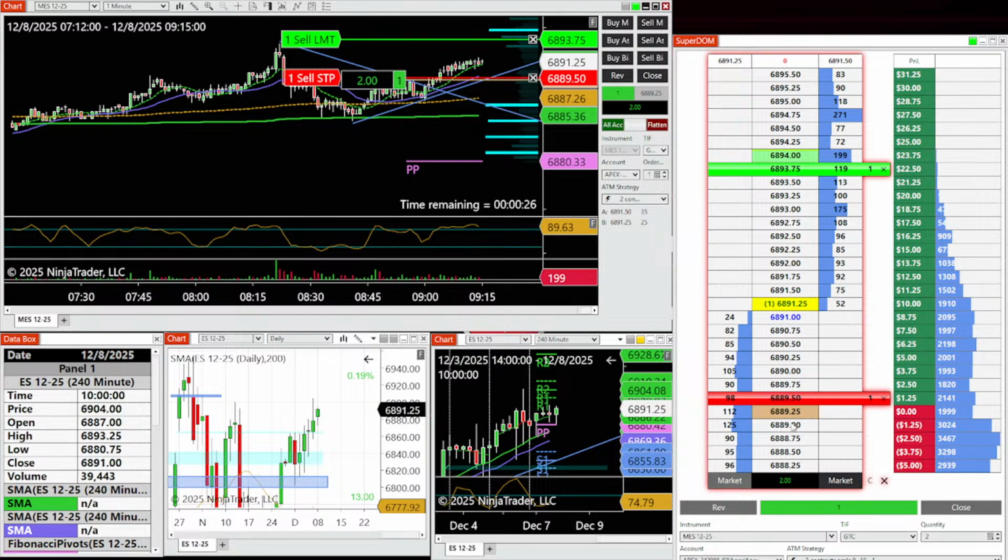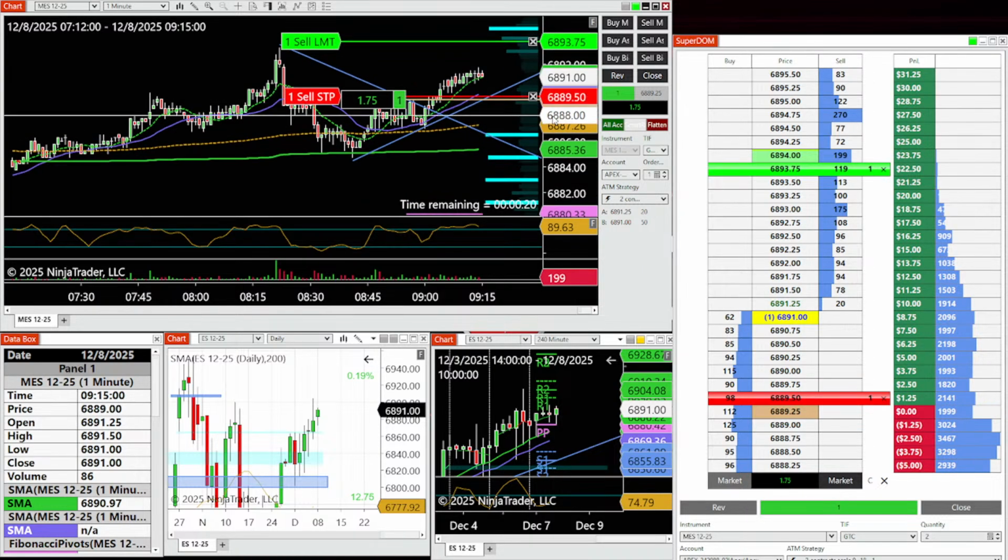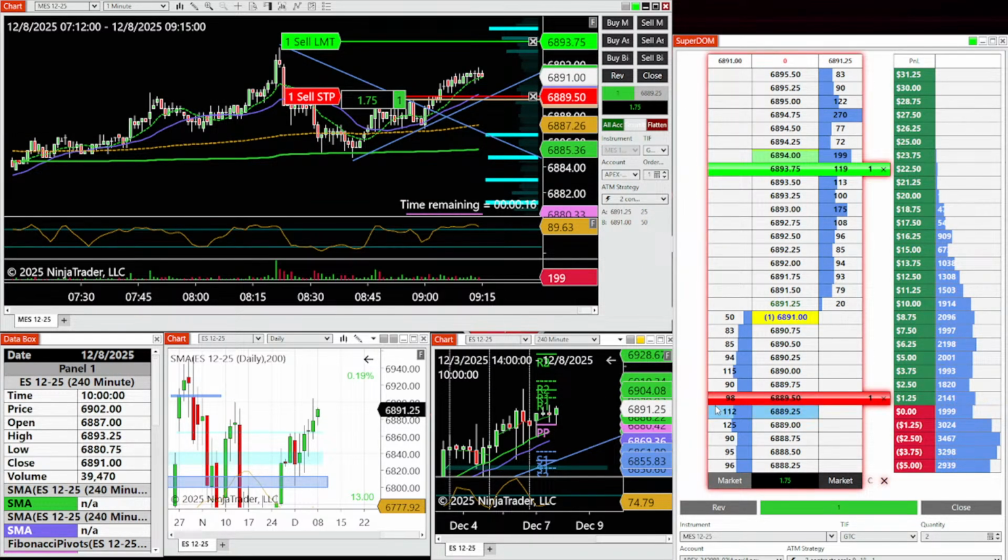I move my stop right up, a tick above break even, because I don't want to pay commission. I want to make something above commission, to pay for commission. So I do want a tick above break even.